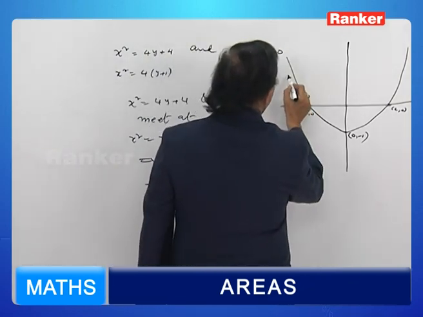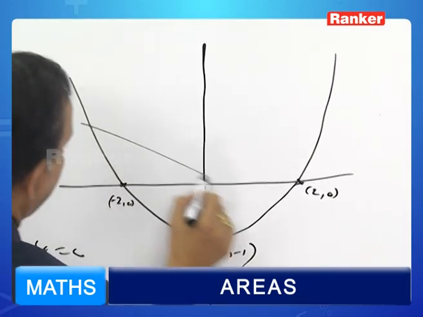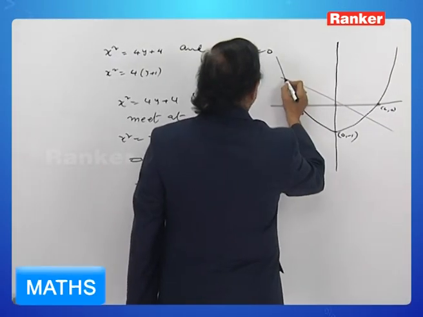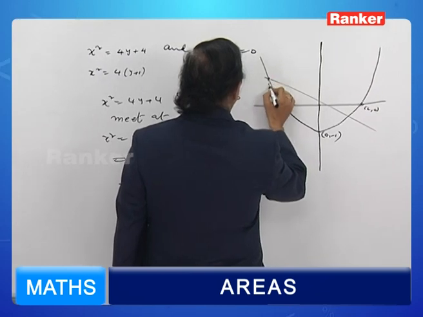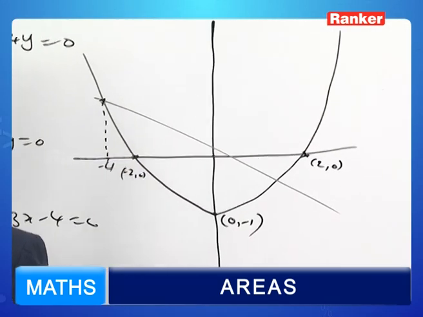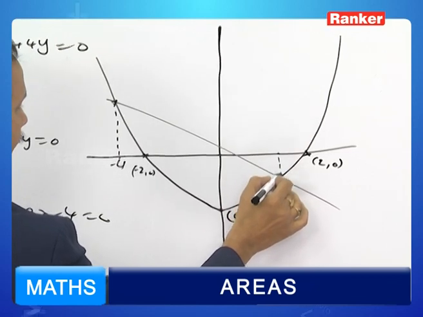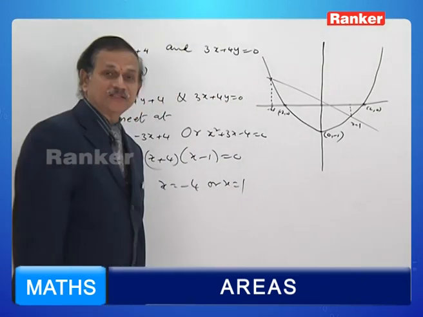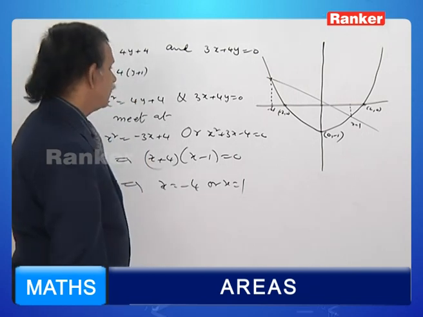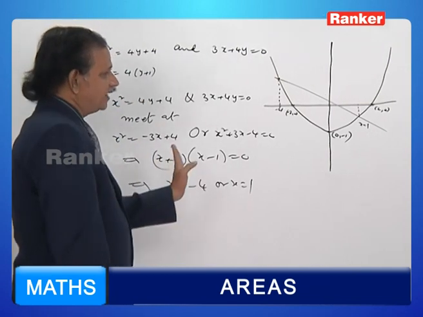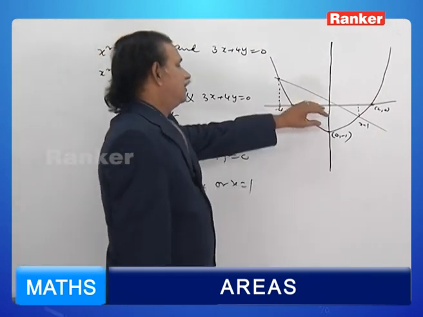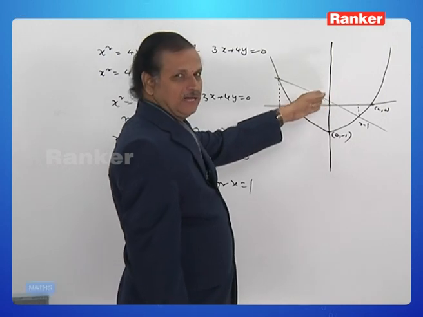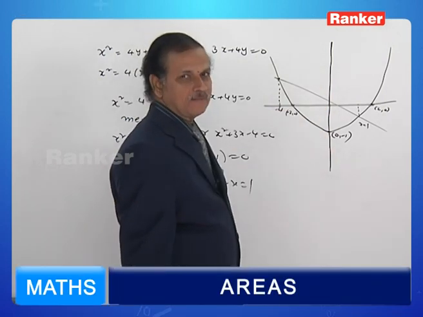Hence, like this it meets. So here x = -4, and here x = 1. So the required area is between -4 and 1. What is the curve which lies above of these two? Line or parabola? Line, and then the parabola.